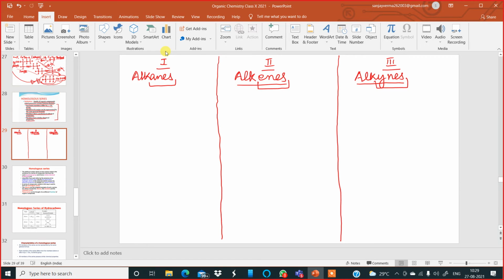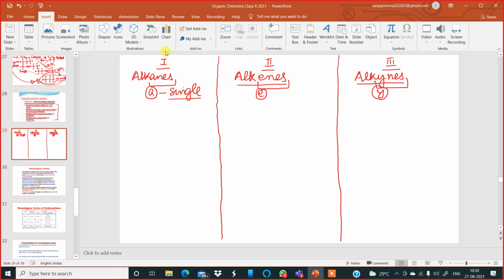Whenever it is alkanes, A and E, there is A over here. Here it is E, here it is Y. A means all single bond. In alkanes, there will be all carbon-carbon single bonds.